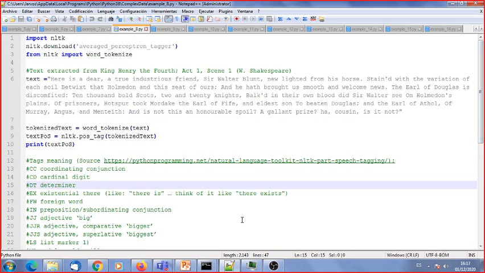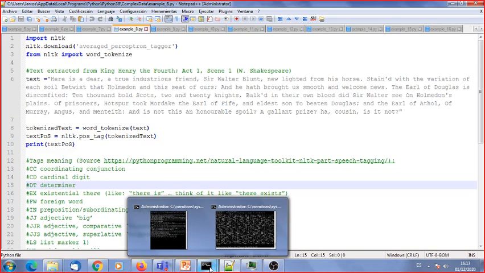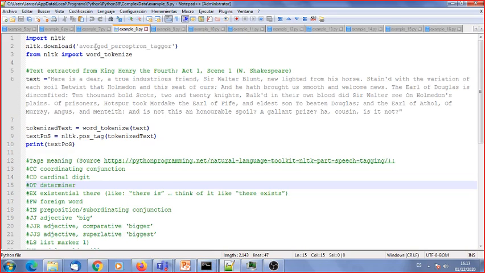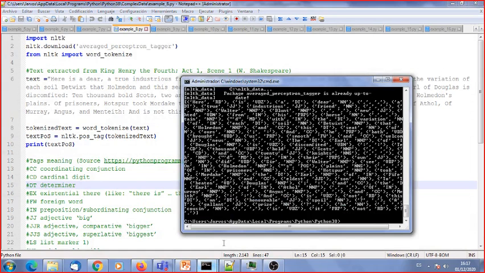So did you have output, or is it downloading the averaged perceptron tagger? I have an output. Yes, I have a list of tuples.